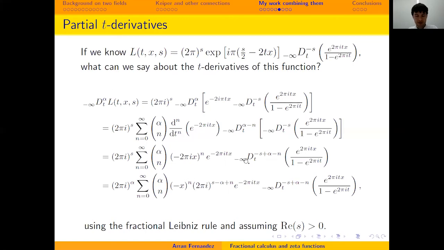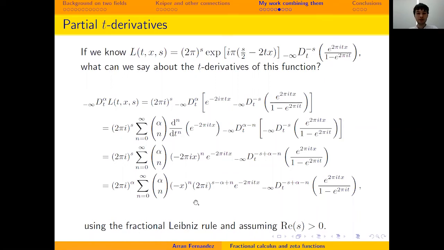Now this thing here, if we mess around a little bit with powers of 2 pi i, then we can get exactly the right power of 2 pi i there. You've got s to the power n, and I put minus alpha and plus alpha outside. So you have fractional derivative to the order minus s plus alpha minus n, 2 pi i to the power of the same thing, this exponential term, and what you get there inside the sum is again a Lerch zeta function. It's this same formula with s replaced by s minus alpha plus n.